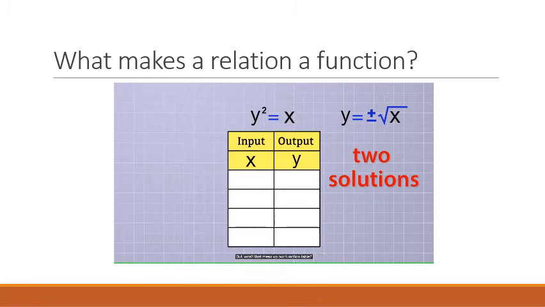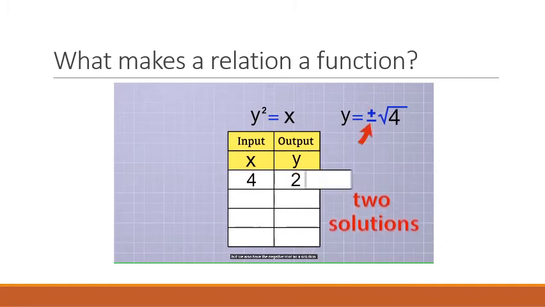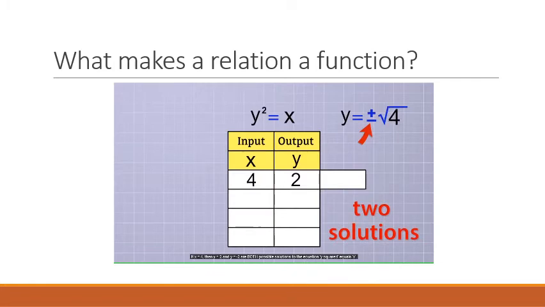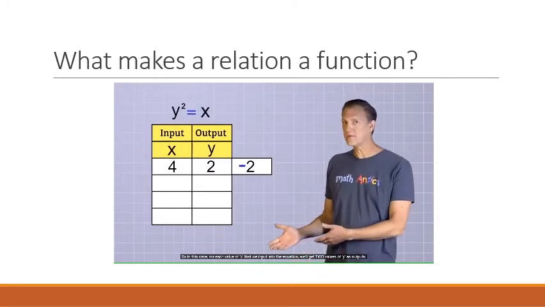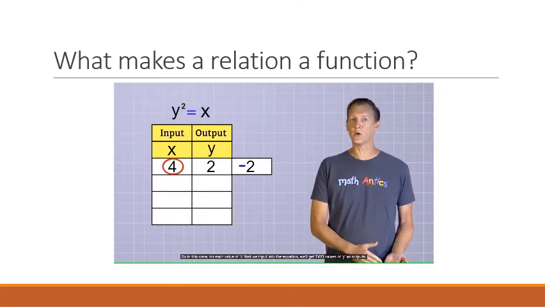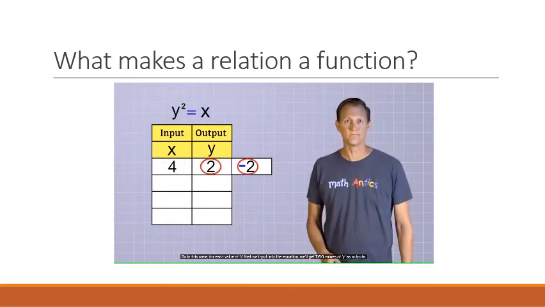But won't that mess up our function table? If we input an x value of 4, the positive, or principal root, would be 2. But we also have the negative root as a solution. If x equals 4, then y equals 2 and y equals negative 2 are both possible solutions to the equation y squared equals x. So in this case, for each value of x that we input into the equation, we'll get 2 values of y as outputs. Can a function do that?